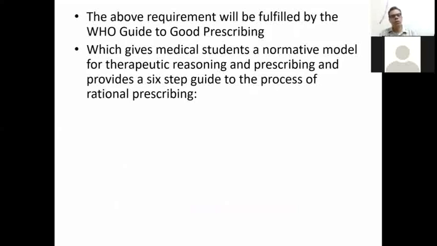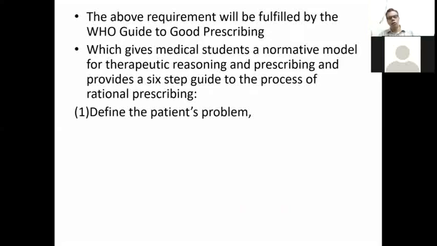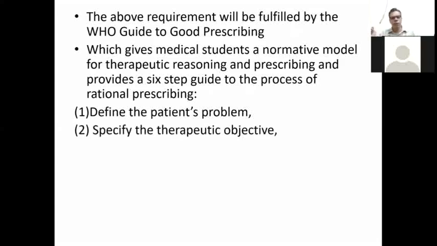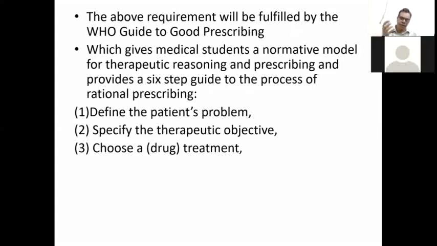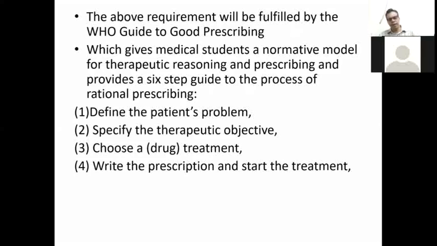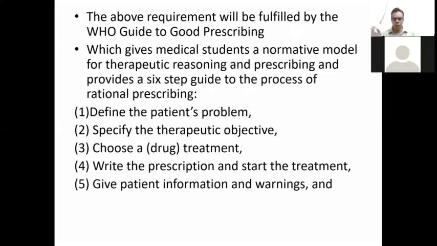The WHO requirement will be fulfilled by the WHO Guide to Good Prescribing, which is available on the net. This gives medical students a normative model for therapeutic reasoning and prescribing, and provides 6 steps to the process of rational prescribing. First, define the patient problem. Second, specify the therapeutic objective. Third, choose a drug for treatment. That is today our main aim, choosing the drug for the disease. Fourth is to write the right prescription and start the treatment, and give the patient information and warnings.